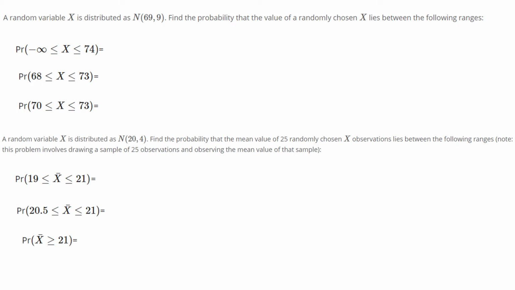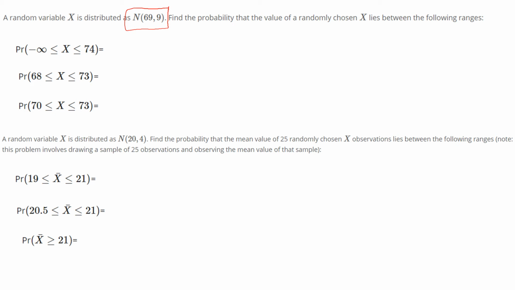You are given some information about some random variable x. It follows a normal distribution with mean 69 and variance of 9. Okay, that's what that N(69, 9) indicates. It indicates that x is normally distributed with mean value 69, variance 9. Then you're asked to calculate the probability that some random x chosen from this distribution lies within the following ranges. Okay.